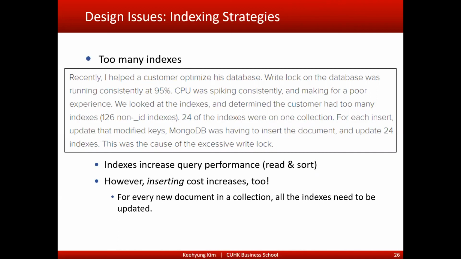So he said that for each insert, basically for each insert, MongoDB was having to insert the document and update 24 indexes. So that was the cause of excessive write drop. So what this means is this. Earlier, I said that when you create an index, it will keep a certain field of the document sorted. So index will always have information sorted. So whenever you add new data, whenever you update a document, the index has to be updated together.